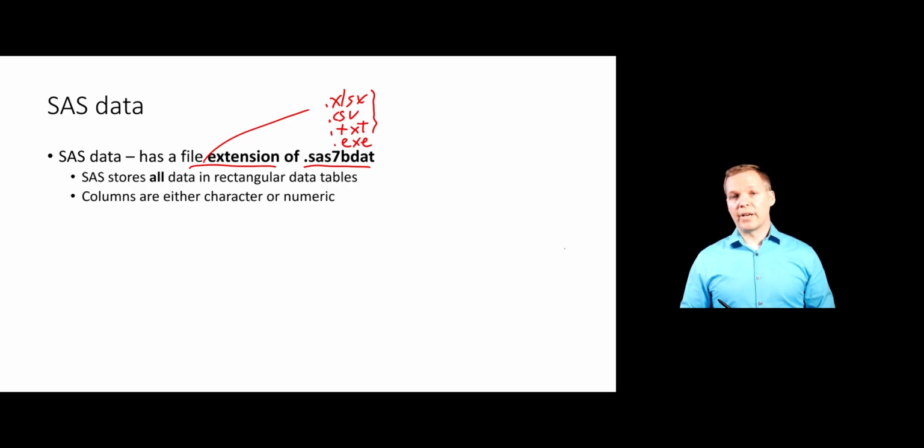Now, when we read our raw data into SAS, SAS is going to always store its data as a rectangular data set. The columns in that rectangular data set are going to be either character or numeric. So if the values are numbers, the variable would be numeric. If another variable has strings in it, so something like cat, dog, anything like that, that would be a character variable.